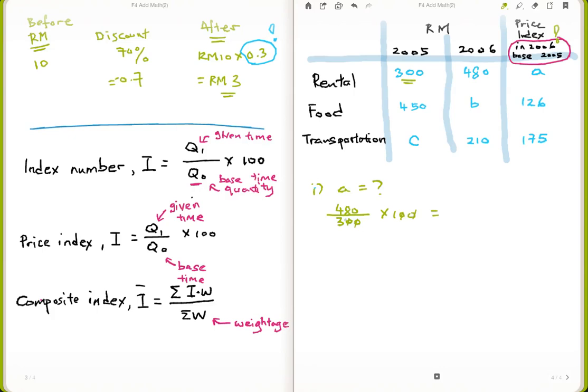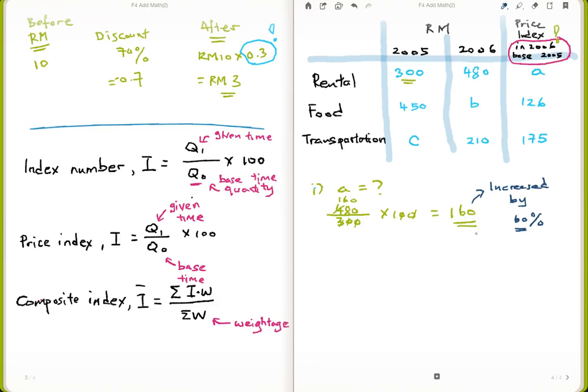Therefore, cancel off. So 160. Okay, it's not percentage. You just need to know it's 160. It means, if you want to use the concept of percentage, it is increase by 60%. Because you are taking 2005 as the base. 300 is the base. Increase by 180 ringgit. So 180 ringgit is about 60%. So you increase by 60%.